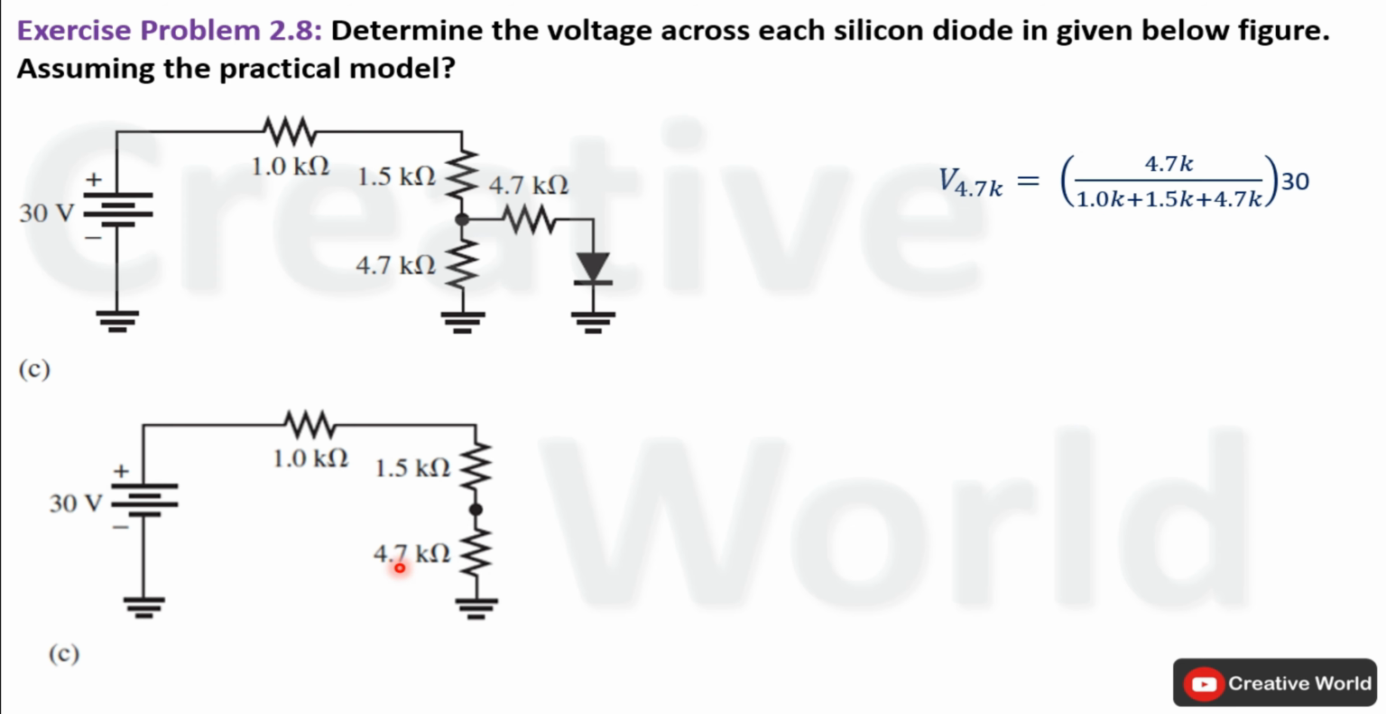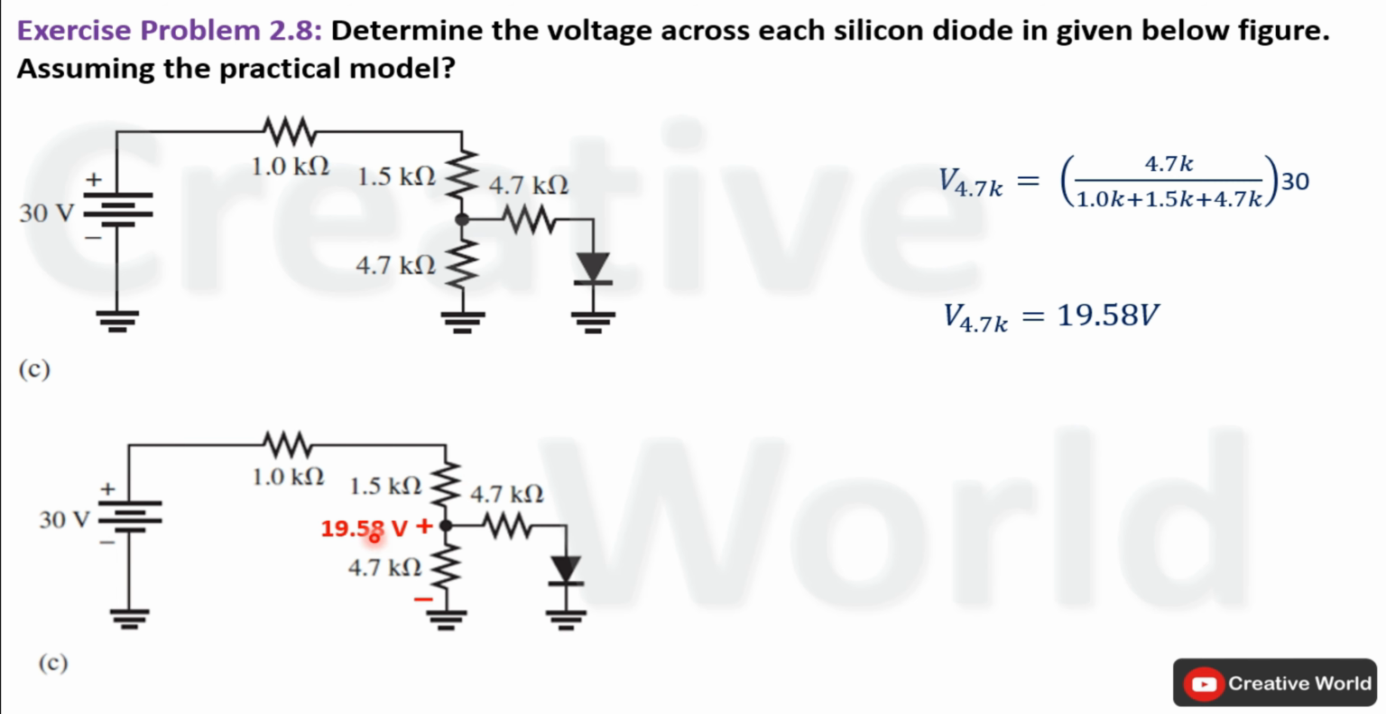The voltage across this 4.7 kilo ohm resistance will be equal to 4.7 kilo ohm multiplied by the supply voltage 30 volt, divided by the sum of all series connected resistances: 1 kilo ohm, 1.5 kilo ohm and 4.7 kilo ohm. Solving this equation, we get 19.58 volt across this 4.7 kilo ohm resistance with this specified polarity: positive terminal here and negative terminal here. Now we have 19.58 volt across this diode and resistive network, and the positive terminal is connected to the anode of the diode, while the negative terminal is connected to the cathode of the diode.